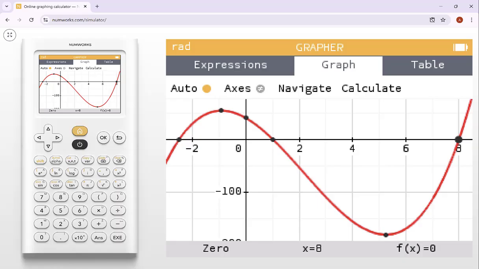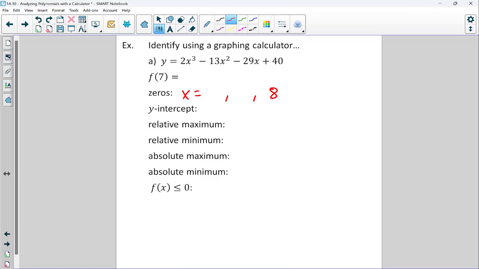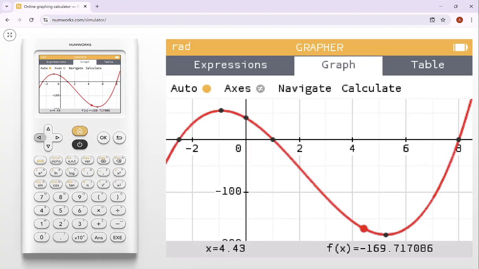So let's go ahead and work from right to left. I have a minimum at x equals 5.253. That is a relative minimum at x equals 5.253, 3 decimal accuracy. Working to the left, I have an x-intercept, looks like 1, and it is indeed 1.